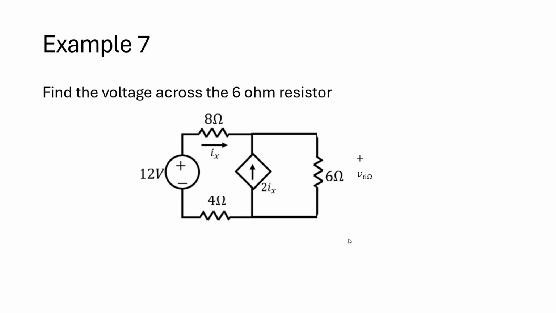All right, let's go ahead and finish up with our last example. In this last example, we want to find our voltage across the 6 ohm resistor. This question is actually pretty similar to one I asked during an exam, and you'll see it's actually pretty straightforward once you have it set up properly.